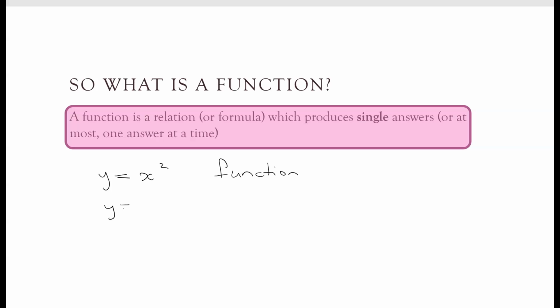If we look at y equals the positive or negative square root of x, that's not a function, because for any positive x, you're going to get two answers for y. And something like y is less than x, that's also not a function because you've got an infinite number of values of y for a given x. So if you have y is less than 3, that's a gazillion number of y values that are less than 3. So the second two there are not functions.